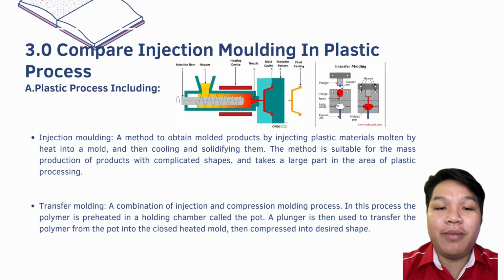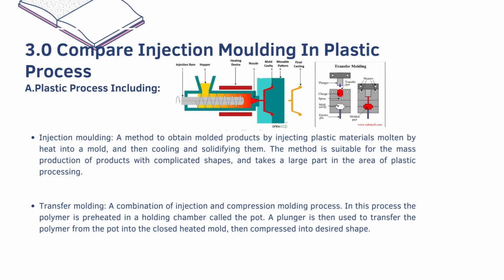Next, transfer molding, a combination of injection and compression molding process. In this process, the polymer is preheated in a holding chamber called the pot. A plunger is then used to transfer the polymer from the pot into the closed heated mold, then compressed into desired shape.